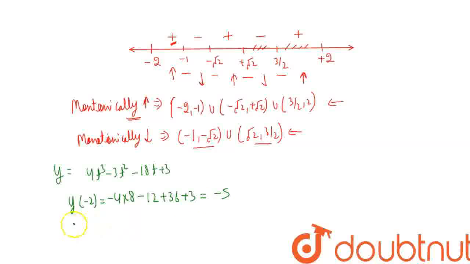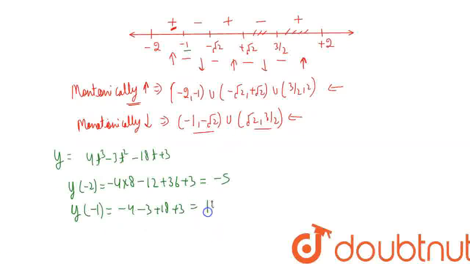Now we are going to calculate the functional value at the second point, t equals -1. So here we have y of -1, that would be -4, -3, plus 18 plus 3, and on solving this we get the value of y of -1 as plus 14. So we have got y of -1 as 14.